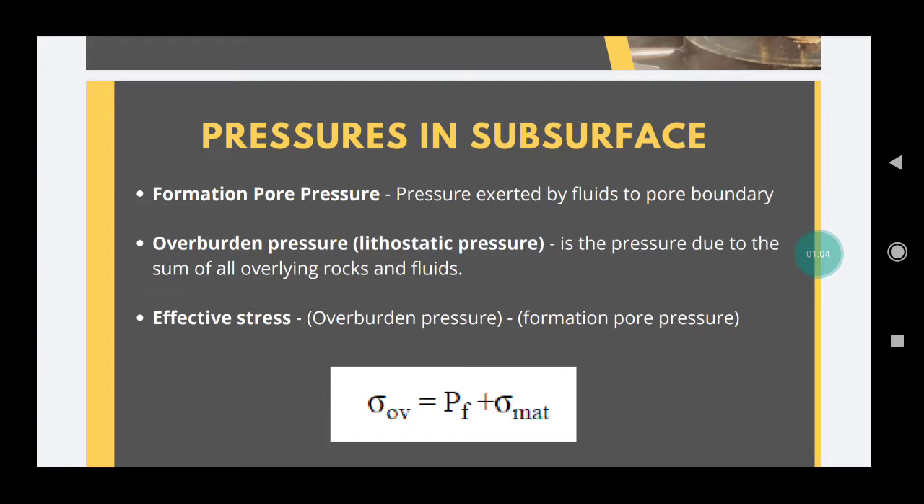The second one is overburden pressure, also known as lithostatic pressure. It is the pressure due to the sum of all overlying rocks and fluids above a certain point. Suppose I am at a depth of 500 meters in the subsurface. The total pressure due to the weight of rocks and fluids present above that 500 meters gives the overburden pressure.